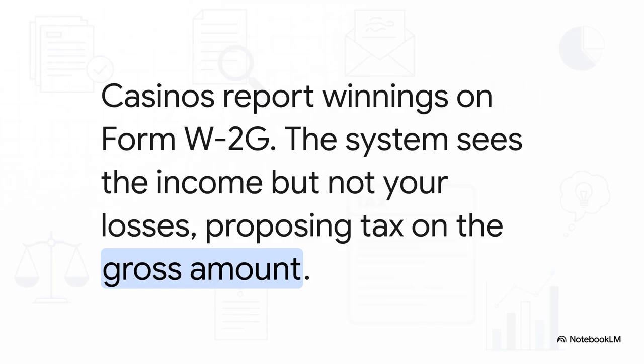And our third common scenario, gambling. Casinos have to send you and the IRS a Form W-2G for big wins. The IRS's computer sees that income, of course, but what does their system not see? Right, all your losses. The law says you can deduct your gambling losses up to the amount of your winnings, but the computer only sees the income side of the equation and tries to tax you on the whole thing.